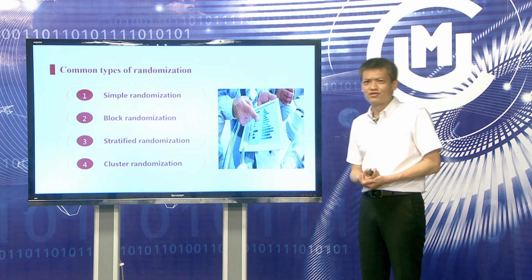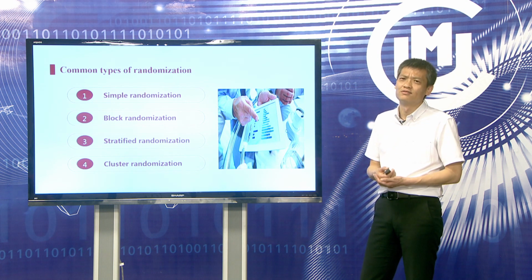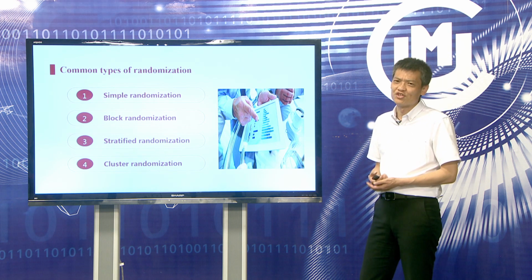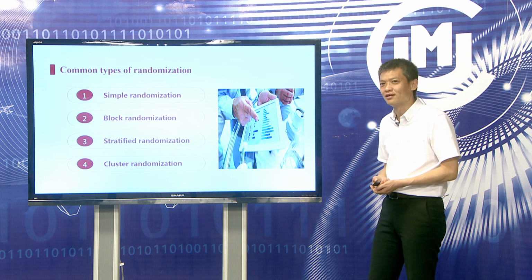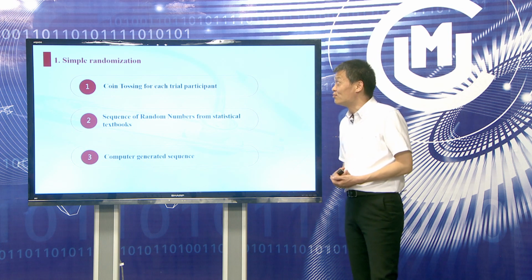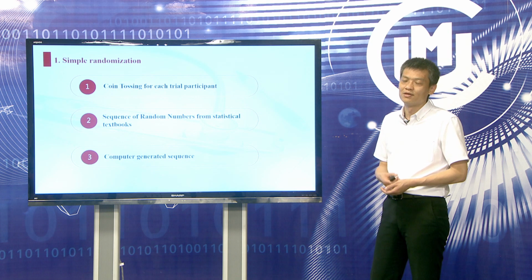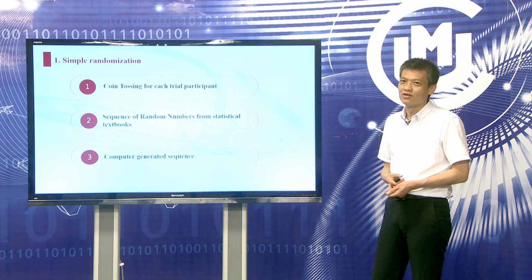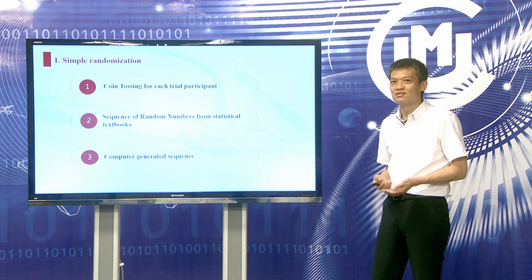In clinical practice, nursing practice, and research practice, the common types of randomization include simple randomization, block randomization, stratified randomization, and cluster randomization. Simple randomization is a basic method to implement randomization, and you can use the following ways to implement it.